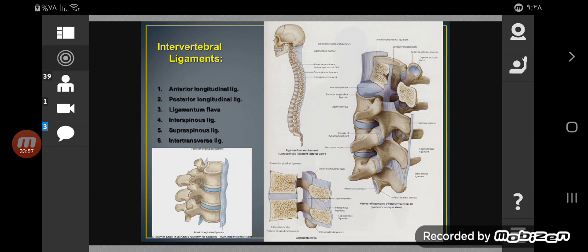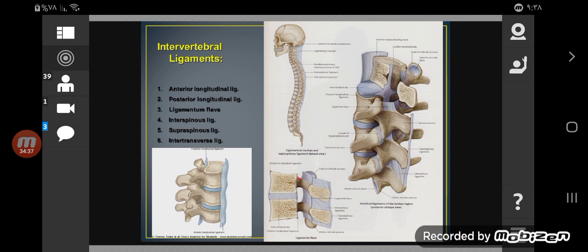Tectorial, the tectorial membrane, but the posterior longitudinal ligament, as you see in this picture, is ribbon-like, but is narrower than the anterior longitudinal ligament. If you compare the two ligaments, you can see easily. It's obvious. The anterior longitudinal ligament is broader than the posterior one.